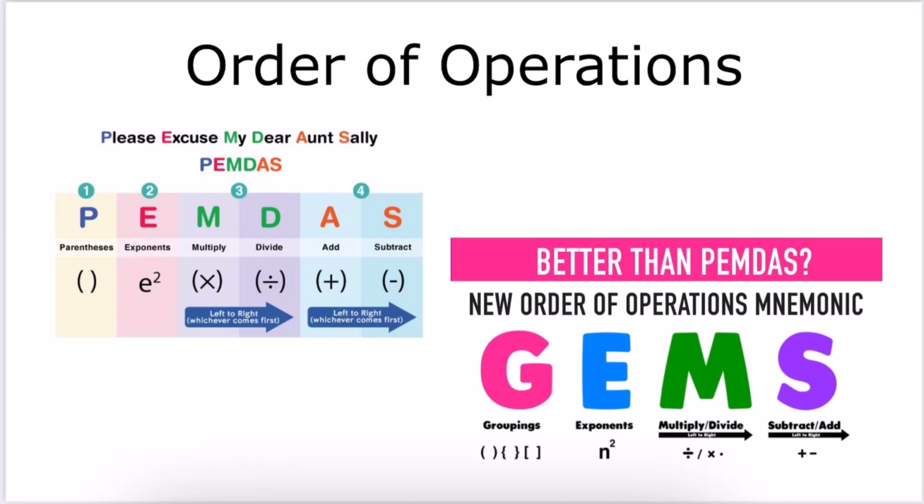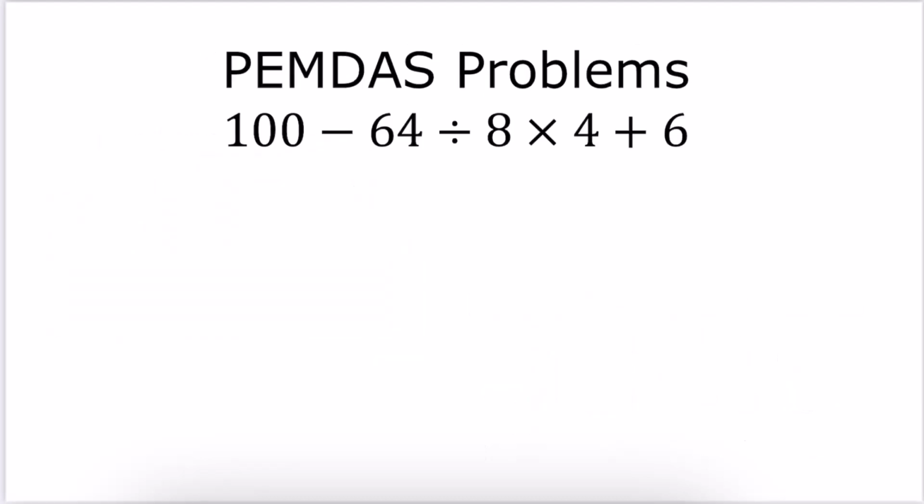But if you teach order of operations with PEMDAS, there's a lot of common misconceptions that happen when students actually use this acronym. Because the way that PEMDAS should be used is you do parentheses, which in this expression, there's no parentheses. And then you would do exponents, but again, there's no exponents. And then you would do multiplication and division from left to right. So the correct way to do it would be to do 64 divided by 8, which would give you 100 minus 8 times 4 plus 6, because if you simplify 64 divided by 8, you get the 8.